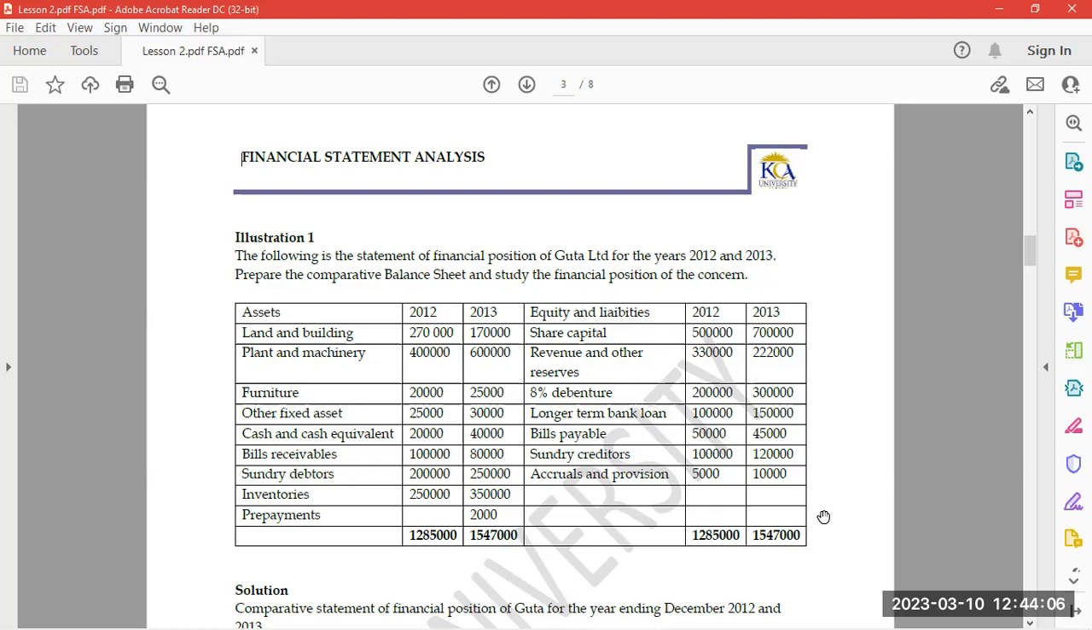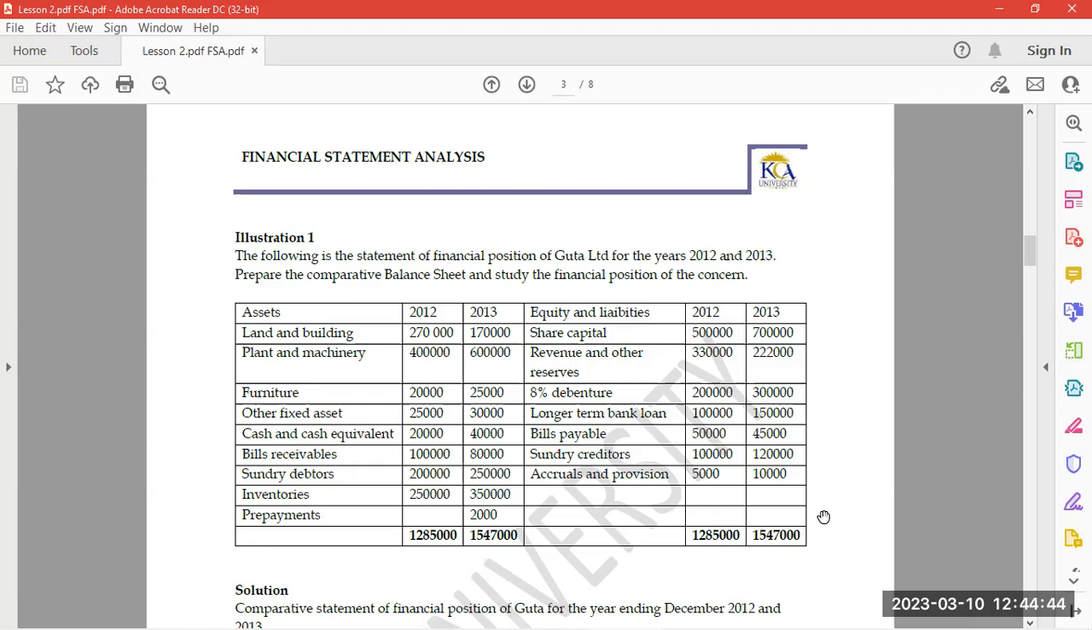Some of the assets we have are land and building, 270,000 in 2012 and 170,000 in 2013. Plant and machinery, 400,000 and 600,000 in 2012 and 2013 respectively. We have furniture, 20,000 and 25,000, in 2012 and 2013 respectively. We have other fixed assets, cash and cash equivalent, bills receivable, sundry debtors, inventories, and prepayments. That is assets in 2012 and 2013 respectively.